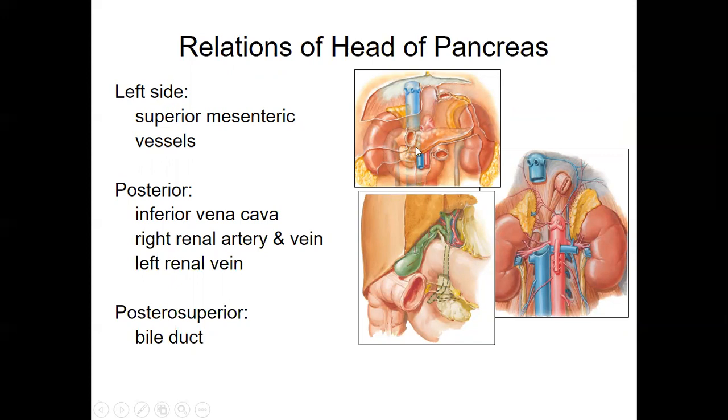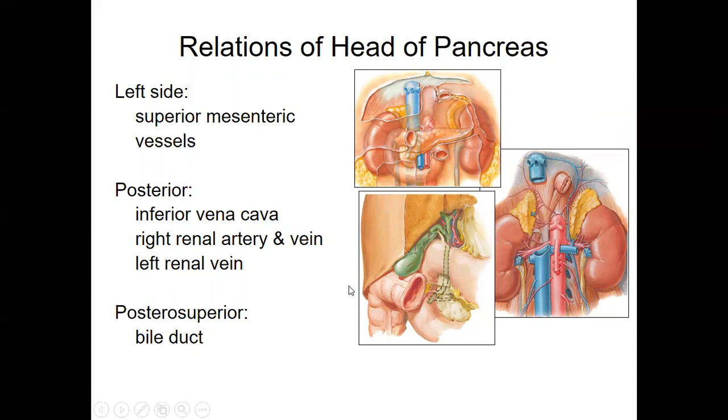On the posterior part, if you remove this, you can see the inferior vena cava. So it is related to the inferior vena cava posteriorly. We also have the right renal artery, and the right renal vein, which we have cut off, on the back of the head of the pancreas. The left renal vein is also associated with the head of the pancreas on the posterior part.